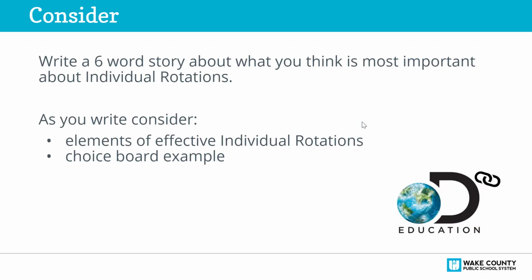So I'm going to pause, and I would like for you to think about the things that we've gone over. We've covered the elements of effective individual rotations, and we've looked at an exemplar of a choice board. I would like for you to jot down a 6-word story about what you think is most important moving forward with considering incorporating individual rotations into your classroom with your students.